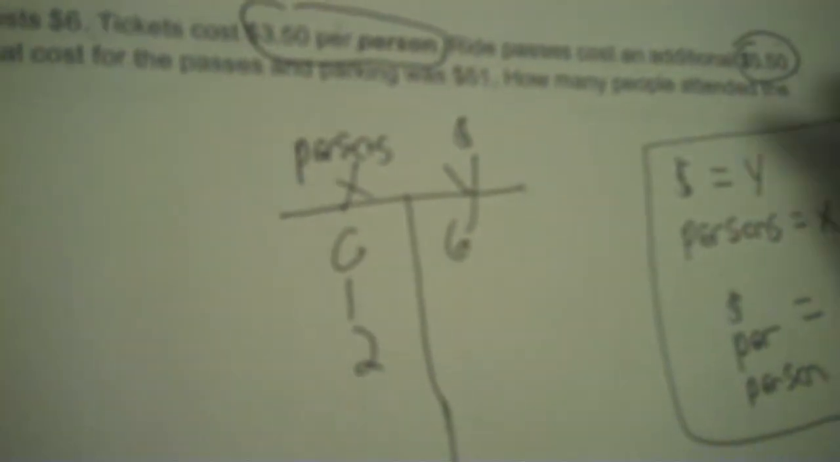Okay, so 0, 1, 2. And again, X is persons, Y is dollars. Now before we paid for the persons, the dollars per person, we started at $6, because they had to park. That's before they even go in. Then we start adding 9. So 6 plus 9 is 15. 15 plus 9 is 24, and on it goes.